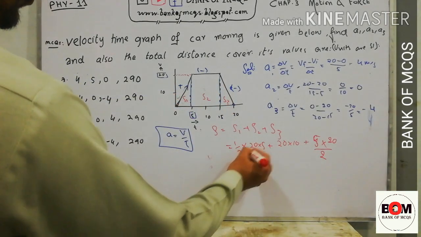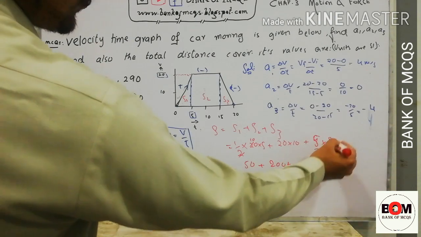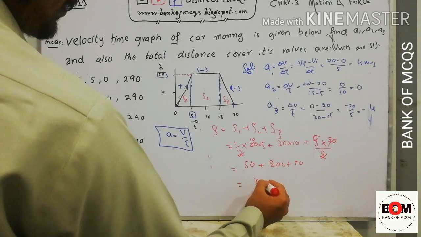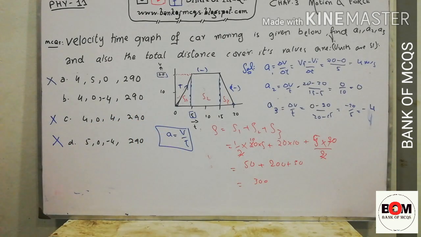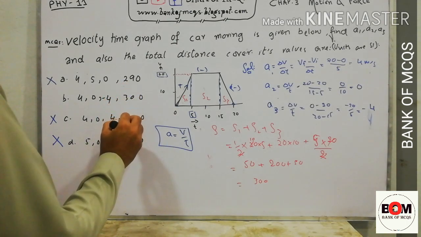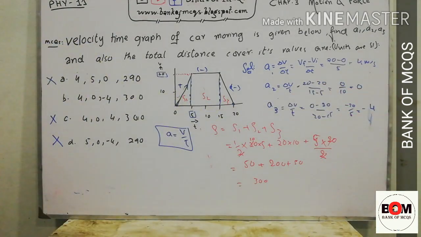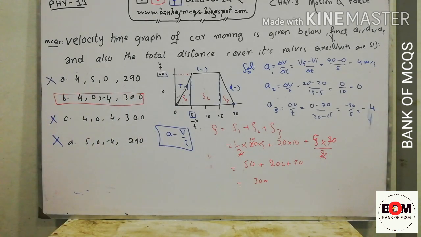So 2 tens are 20, 10 fives are 50, plus 20 tens are 200, plus 2 tens are 20 and 10 fives are 50. So the answer is 290, which is nearest to 300. So we will choose 300 from the options. So the whole answer is 300. This was the solution.